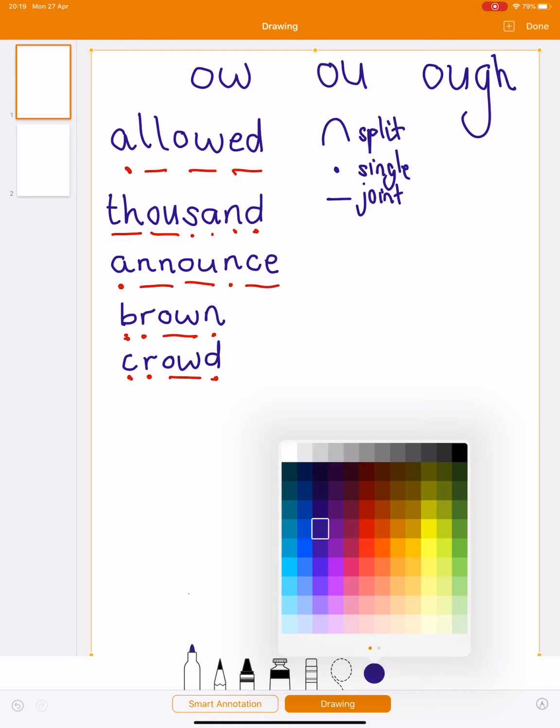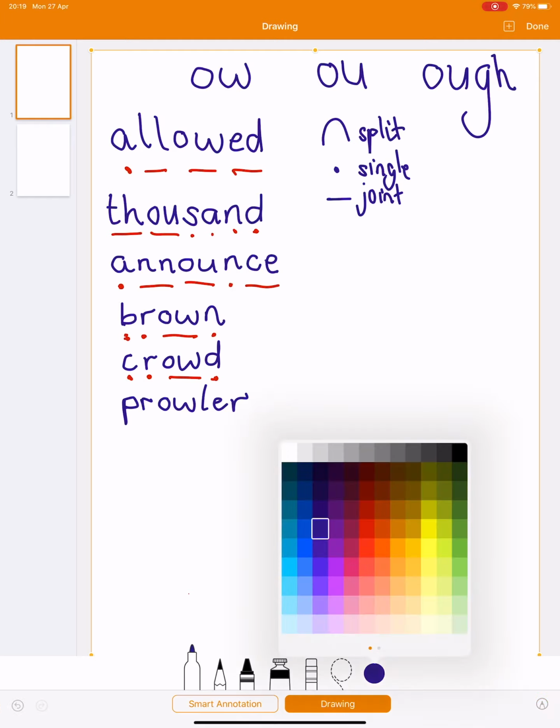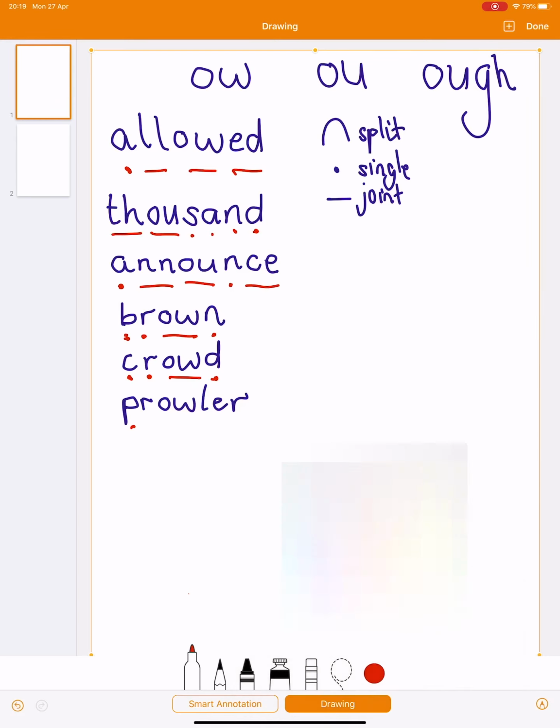So we should have prowler, your P and your R. Now, same sound, we've got the same as the brown in the crowd. It's an O-W sound. And we've got just the same as it sounds, prowler with an L-E-R. Not prowler, because you can hear the air sound, prowler. And then to mark that one, we have the P and the R are separate.